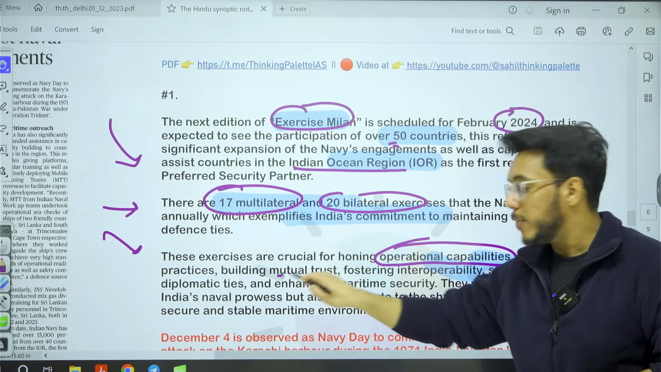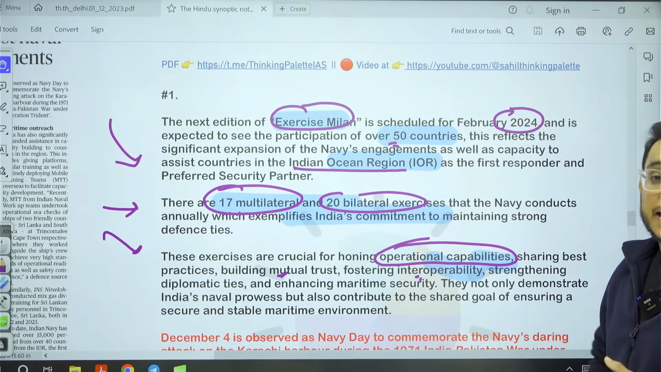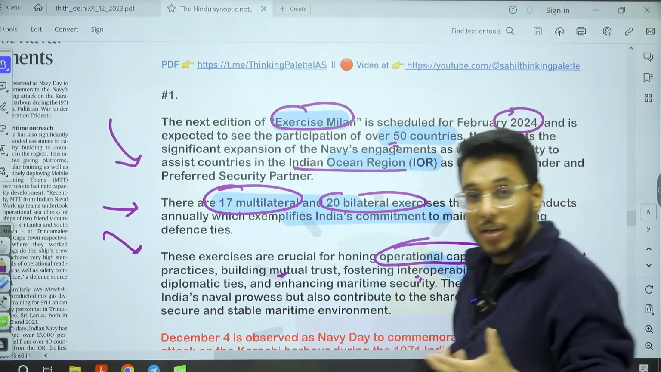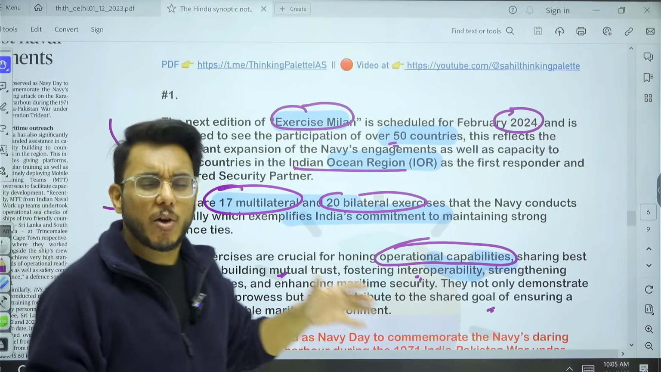Fine, they can build mutual trust. It fosters interoperability. It strengthens the maritime security ties, diplomatic ties. So for this purpose, these exercises happen to be very important.